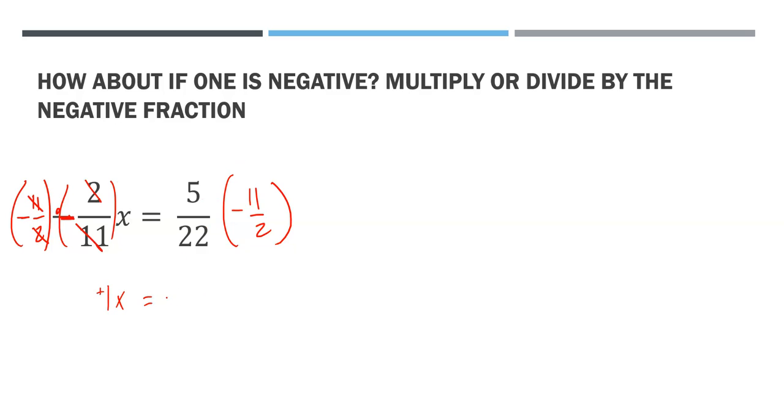Now I would finish out this problem by going, okay, 5 and 2 can't cross cancel. 22 and 11 can. So 22 divided by 11 is 2. 1. And so I get 5 times 1 is 5. 2 times 2 is 4. 5/4 so far is my answer, but I've got a positive times a negative. And that's where we go to that rule. Positive times a negative is a negative. So negative 5/4 is our answer.